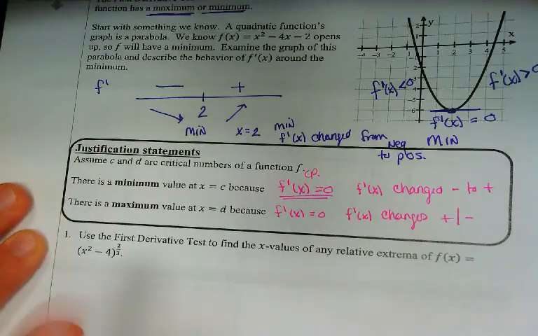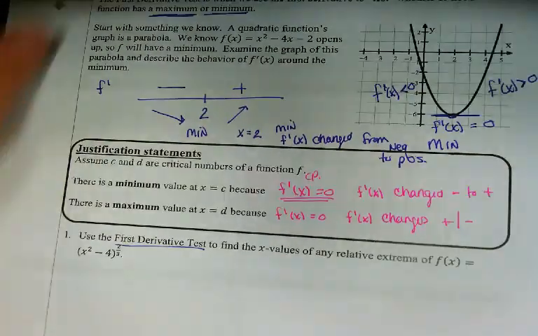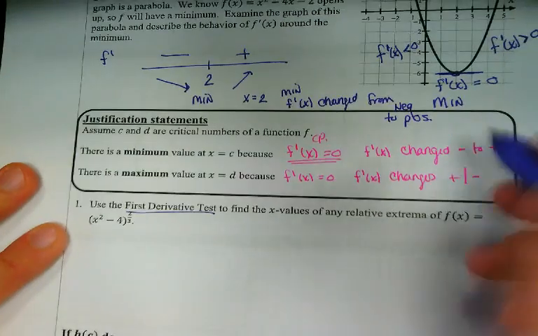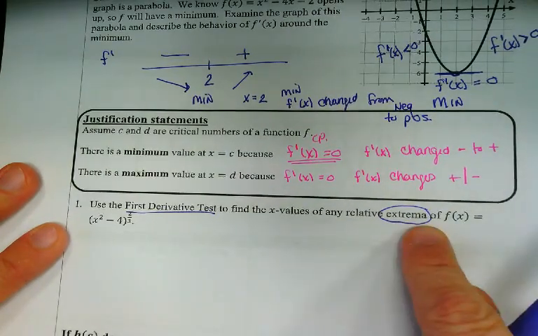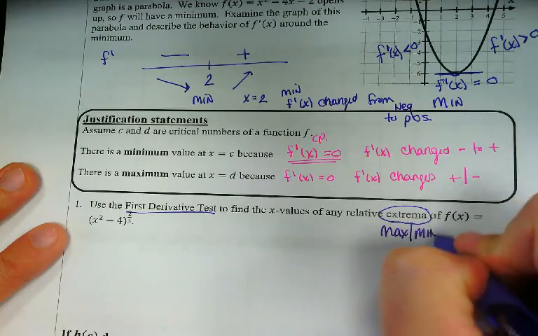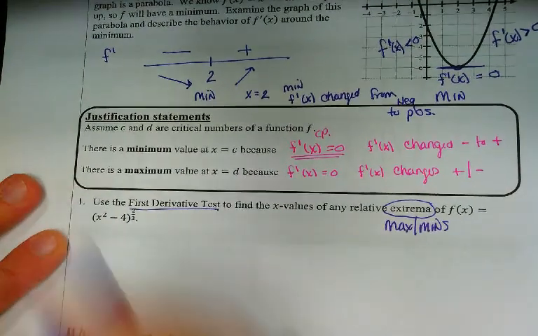All right. So number 1. And it's just called the first derivative test. Use the first derivative test to find the x values of any relative extrema. So again, just to hit on this word extrema, that's plural for both maxes and mins. Extrema is plural.